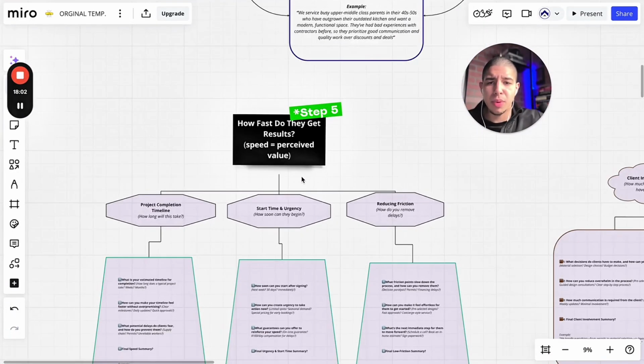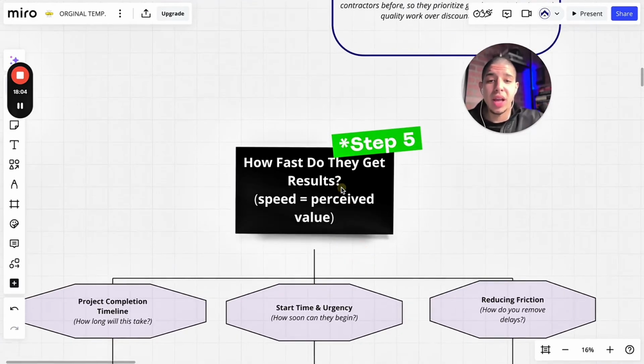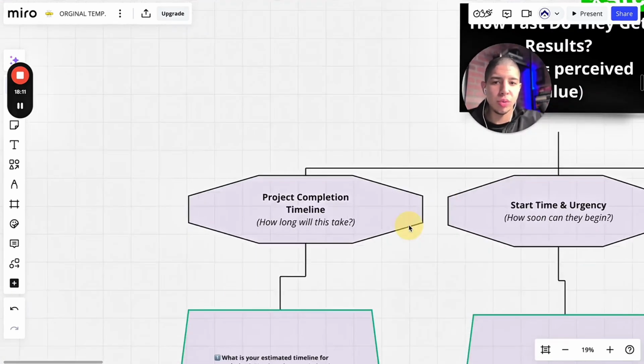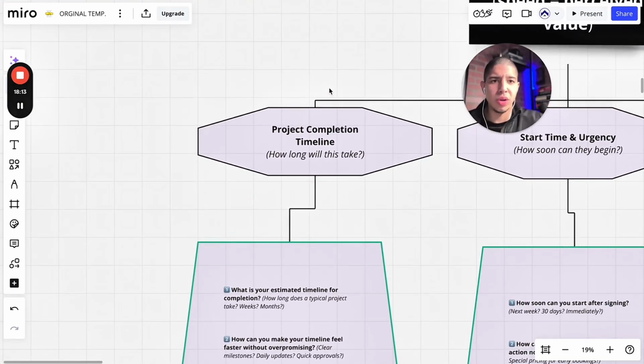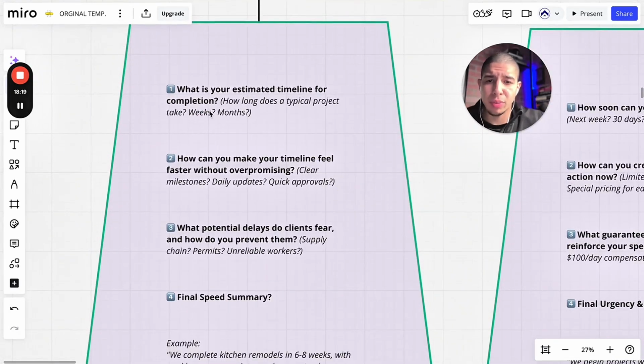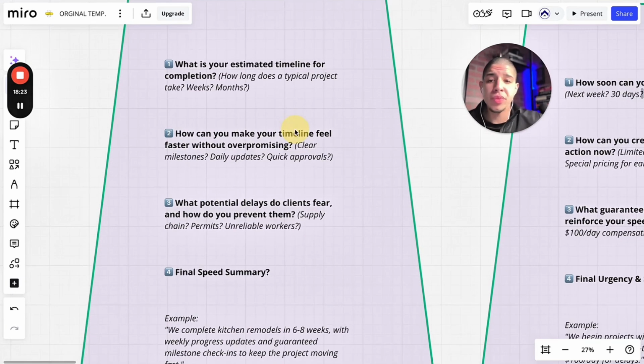So going back to number 1 here, number 5, how fast do they get results? Speed equals perceived value because you know what you're doing. It builds confidence that you're not guessing. This is a process for you. This is easy. Project completion, how long will this take? What is your estimated timeline for completion? How long does a typical project take? Weeks, months? How can you make your timeline feel faster without overpromising? The last thing you want to do is overpromise and underdeliver. That's how people see you as low quality.